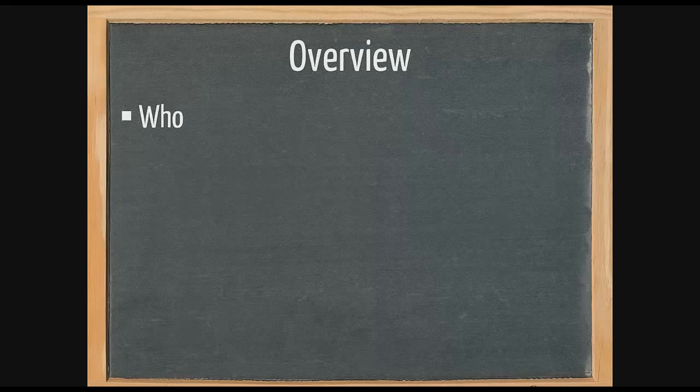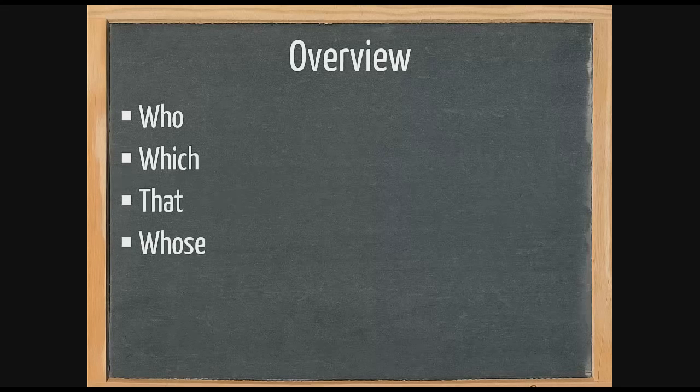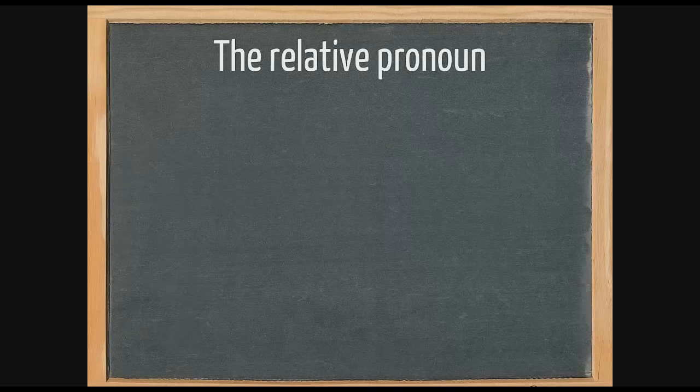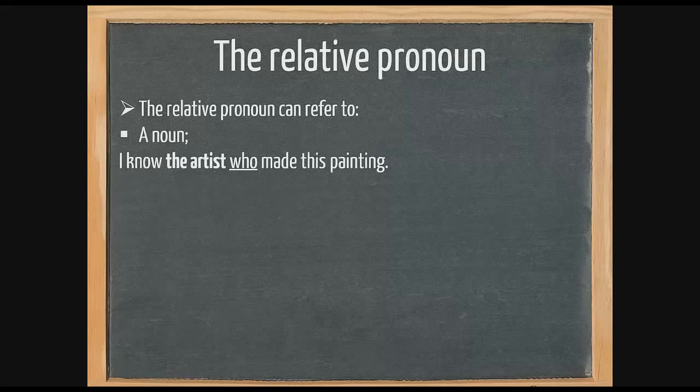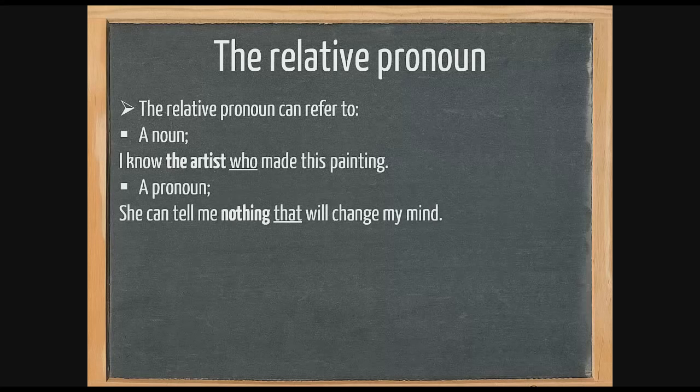In this lesson, I'm going to show you how and when to use who, which, that, whose, whom, and what. The relative pronoun can refer to a noun. For example, I know the artist who made this painting. Here who is a relative pronoun and the artist obviously is a noun.